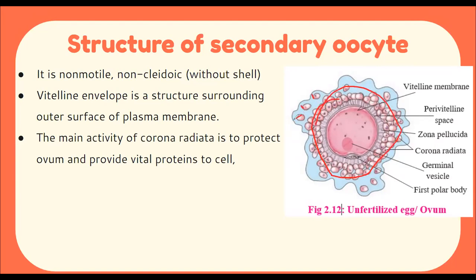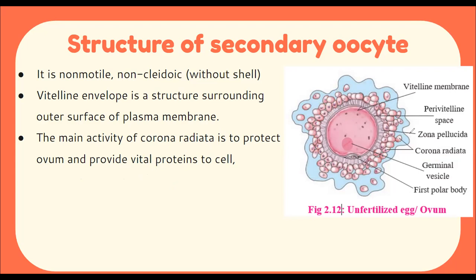This region or this covering is known as corona radiata. We will come to this, just wait. Basically, you can see an irregular lining of this layer of corona radiata. Mainly, corona radiata will help in protecting the egg, that is the ovum, and it will provide vital proteins to the cell. Vital means important protein molecules for the development of the egg, for the cell which is developing inside.